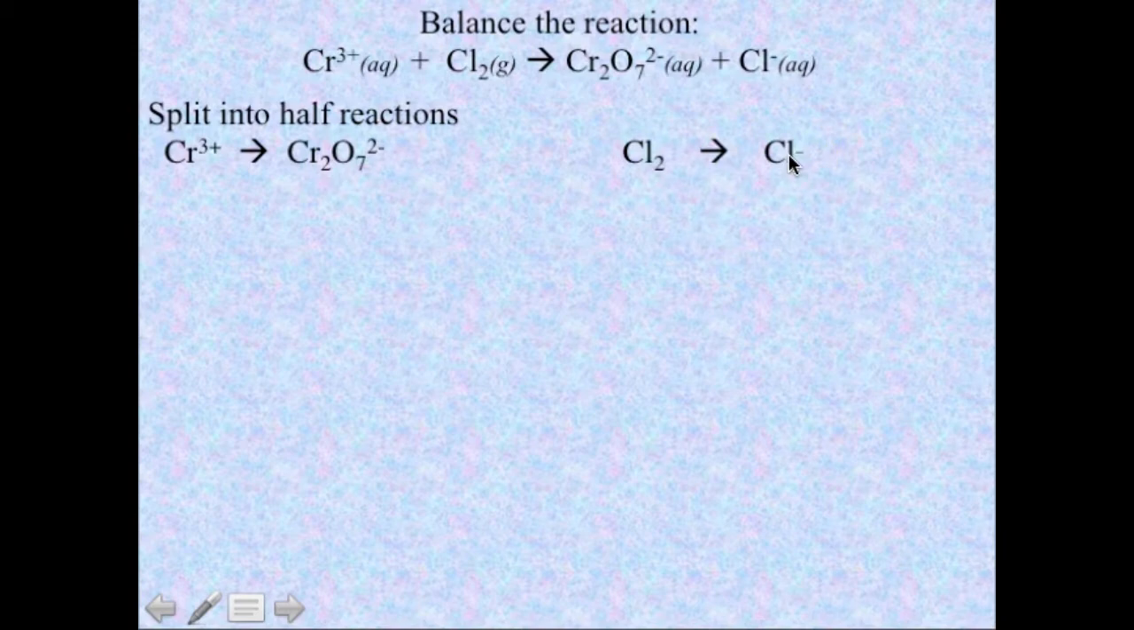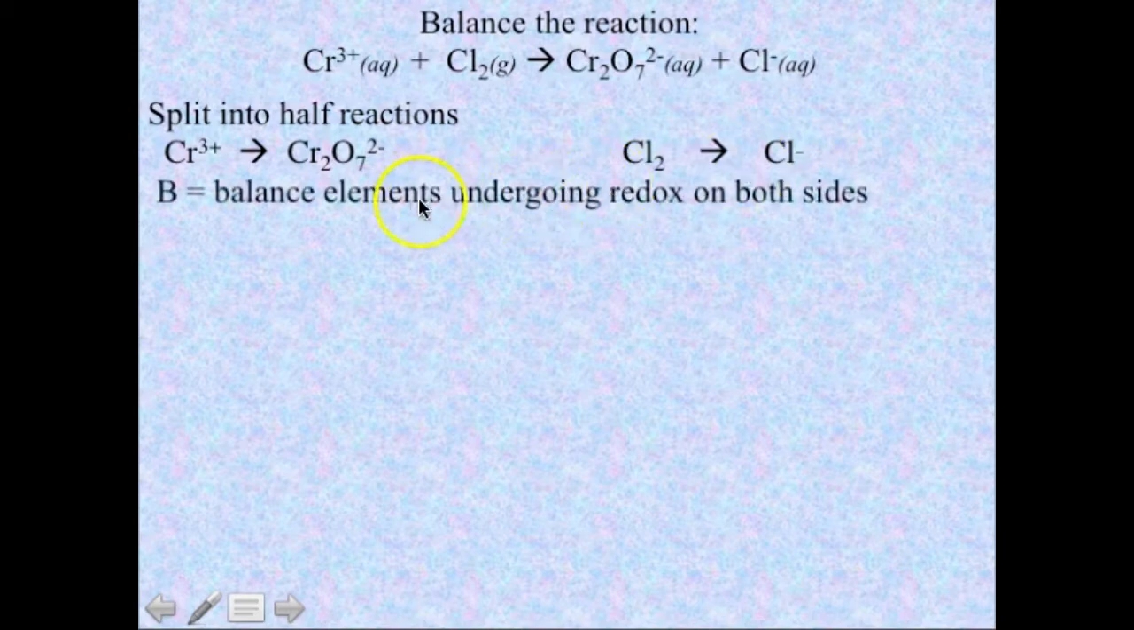Very important. Now, the next step, balance the elements undergoing redox on both sides. This step is easy to forget because the elements being oxidized or reduced are often balanced on both sides. But here they're not. We have 1 chromium ion on the reagent side and 2 on the product side. And the same thing for the chlorine. We have 2 chlorine atoms on the reagent side, only 1 on the product side.